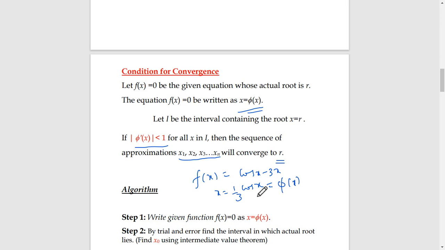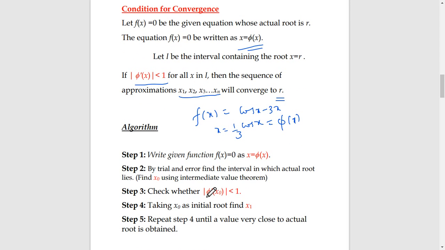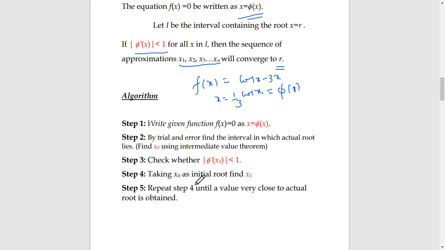Now let us see how to solve a problem using the iteration method. For that, we are given some algorithm. In the first step, given function f of x, we have to write it as x equal to phi of x. Then by trial and error, find the interval in which the actual root lies, that is x naught, by using the intermediate value theorem. What is the intermediate value theorem?